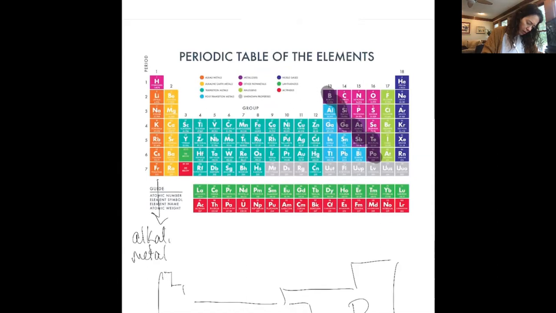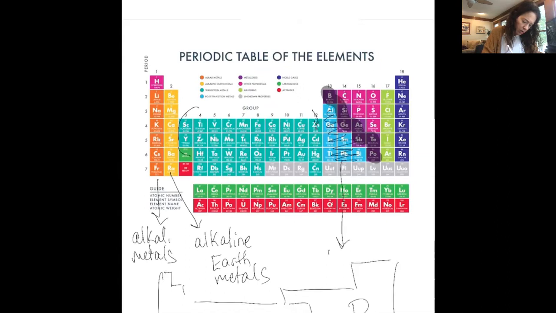Group 1, alkali, is one word. These are my alkaline earth metals. And then these here are my D block transition metals. These are metals, and all of these are metals.